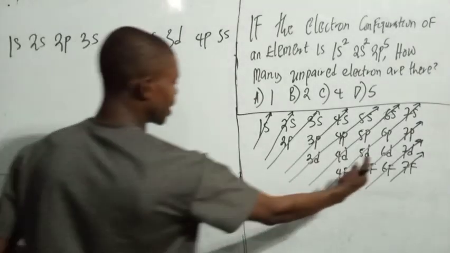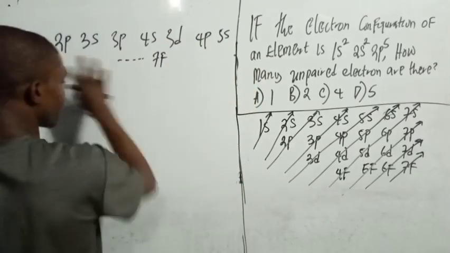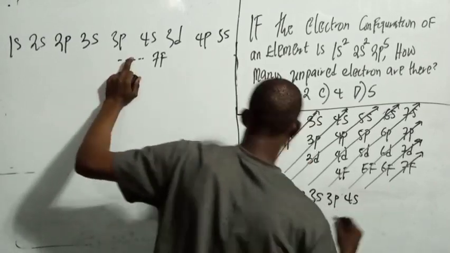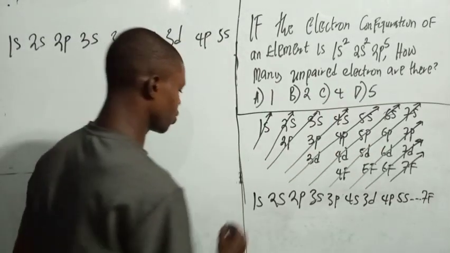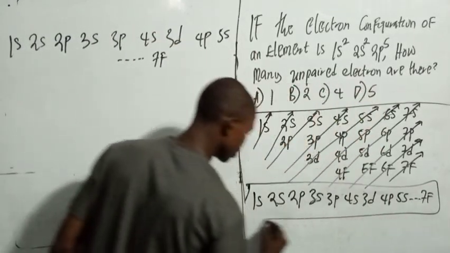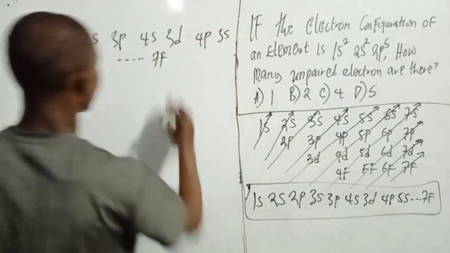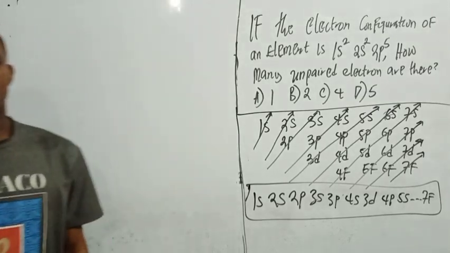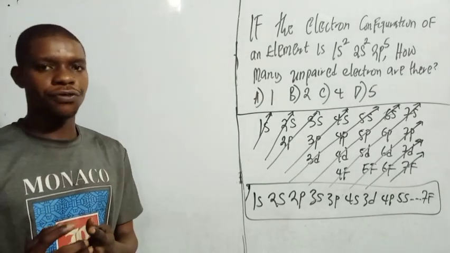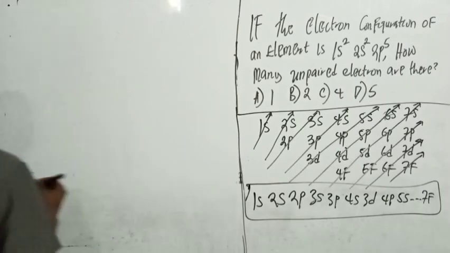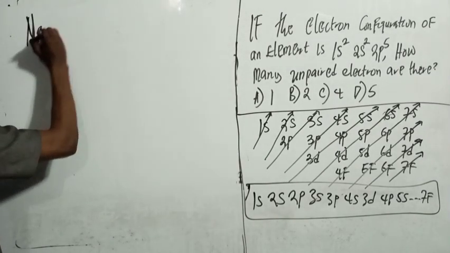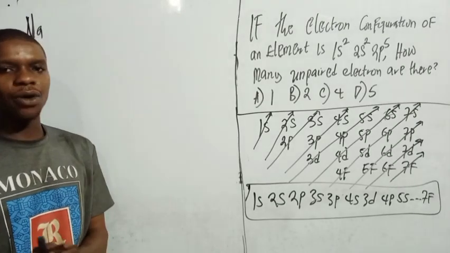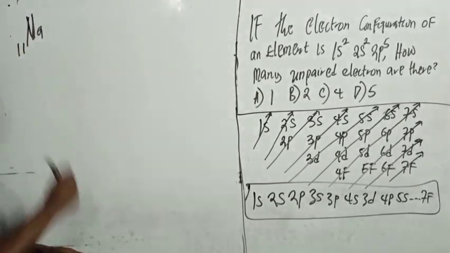So pay close attention to what I've done here. I'm going to write on here. Attention to this one here. So let's write the electron configuration for an element with atomic number of what? 11, sodium. Remember, the atomic number of sodium is 11. This is what we're going to do here. We are going to use this to write the electron configuration.